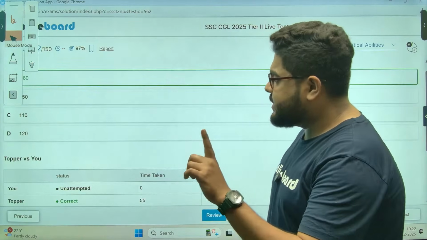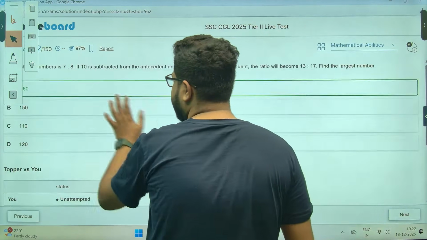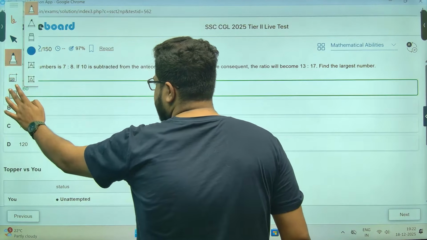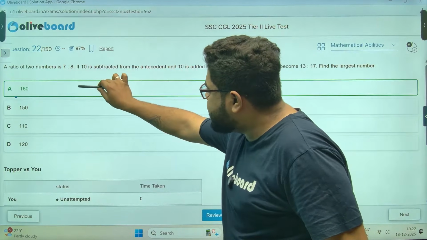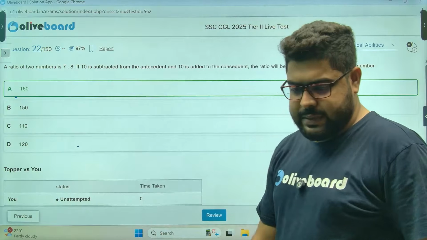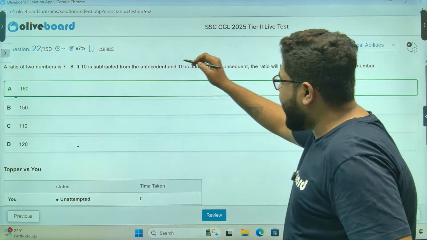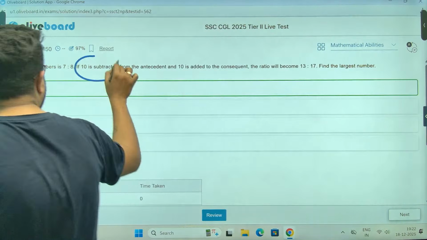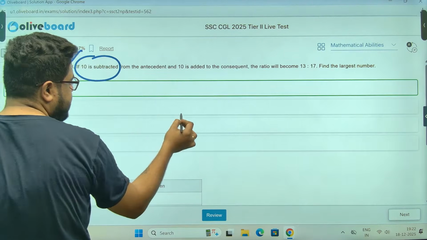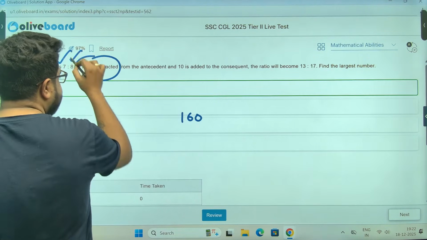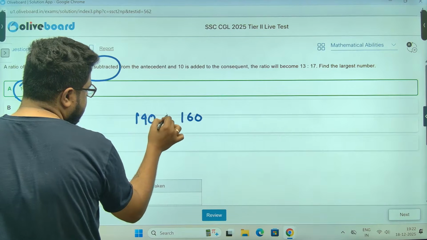Can you guys see this? Everybody? Again, if you want, 8 multiple means possible answers are options A and D. Now 10 is subtracted from this, so I'm going with the first option. So 8 parts is 160. So 7 parts must be 140, sir.